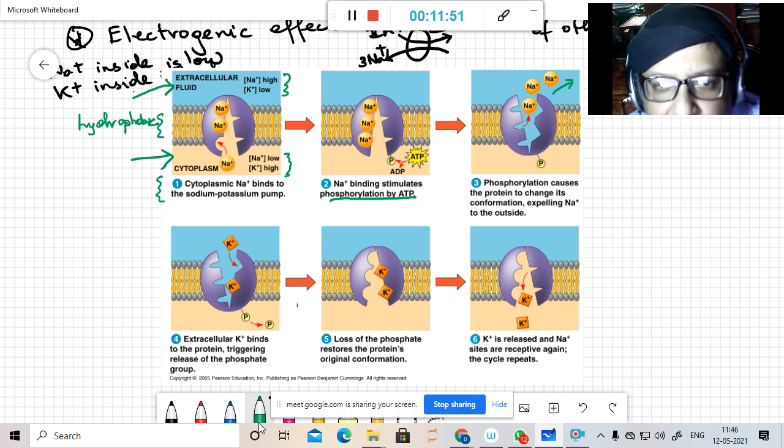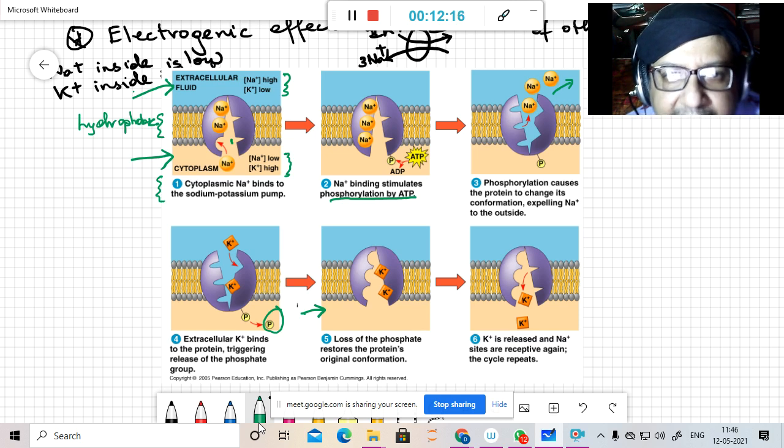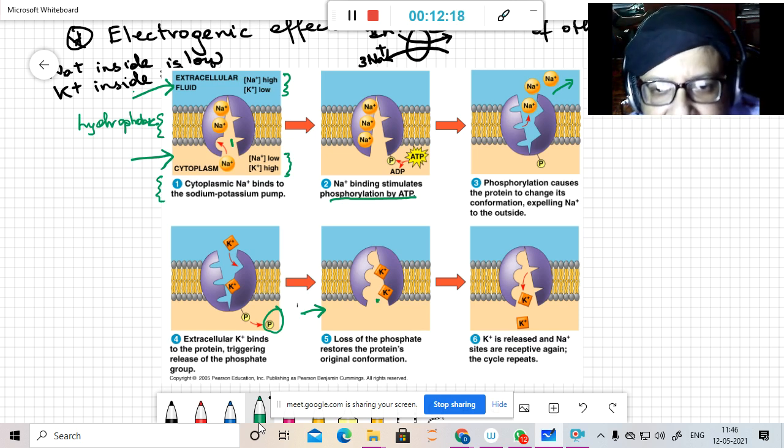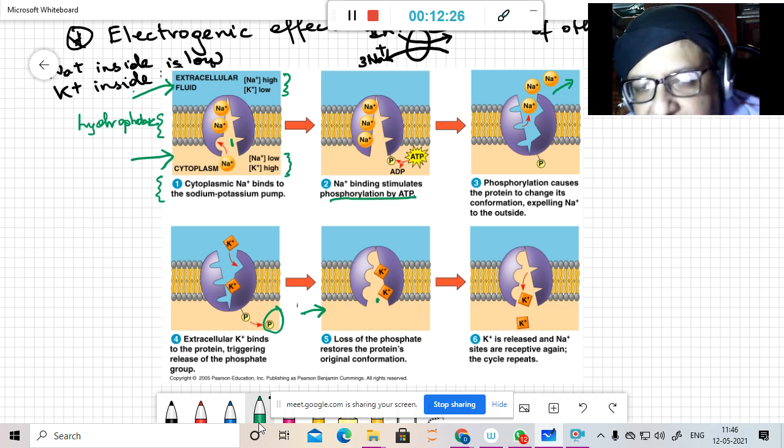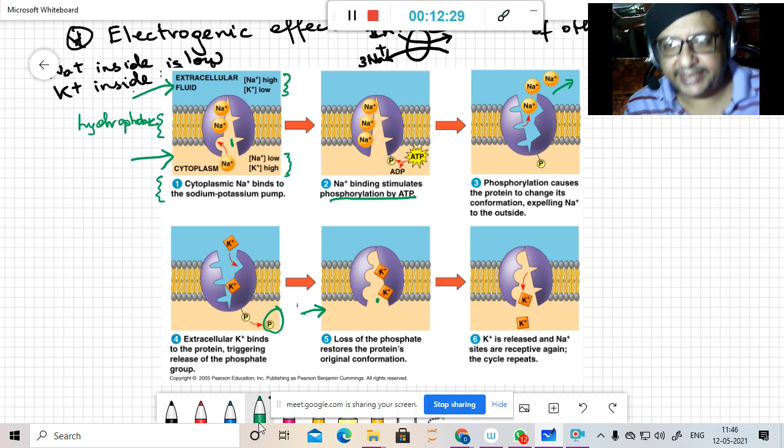Similarly, once it is flipped open, 2 potassium bind on this membrane, and at the same time the phosphate is released from here, in figure 4. Then in figure 5, when the phosphate is released, the conformation flips back to the original place, and it expels the potassium towards the inside.